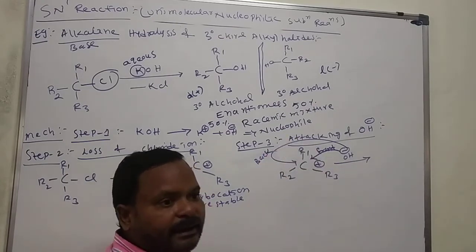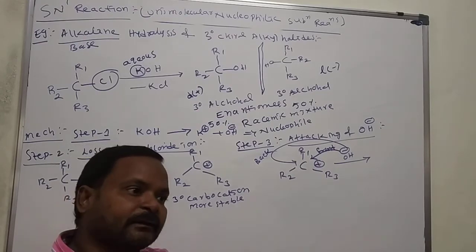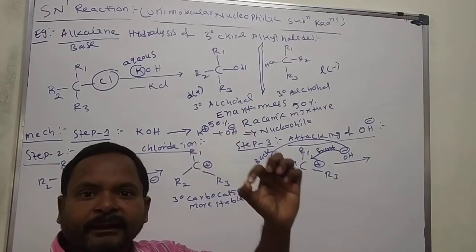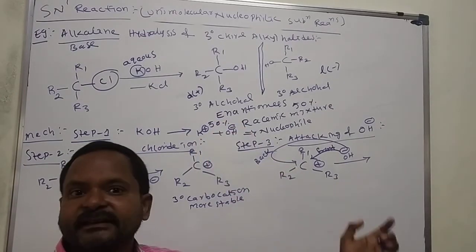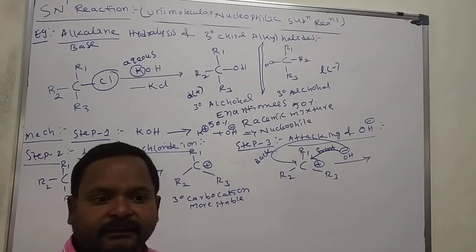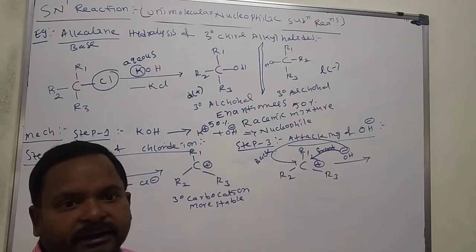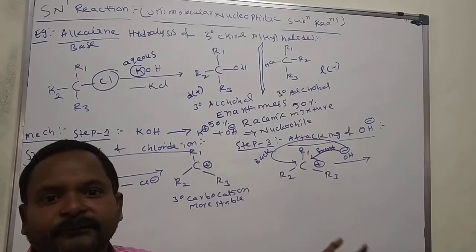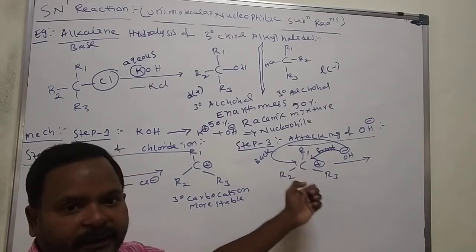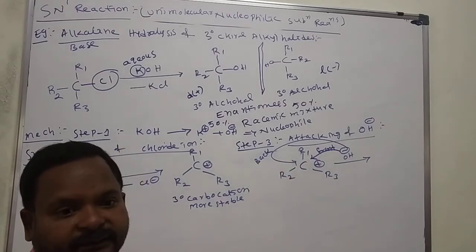Why does it attack from both sides? It is a planar carbonium ion. Planar means it can be attacked at any position, like a circle. Benzene contains six carbon atoms and is a planar structure. All positions are equal in benzene, just because of planarity. Here also it is a planar carbonium ion, so it attacks from the front side and the back side.